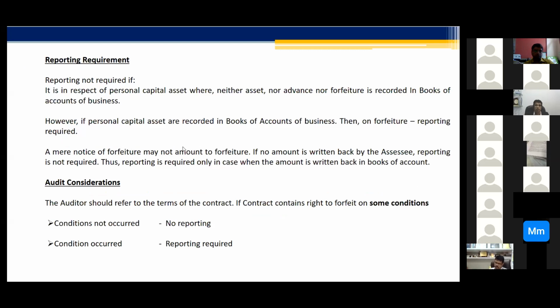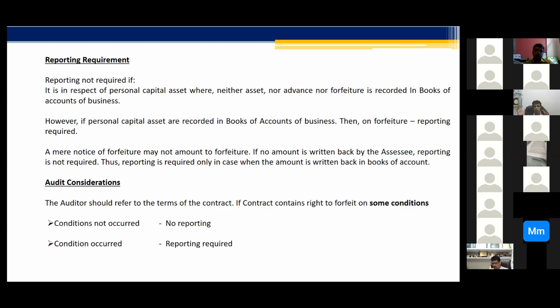Regarding the reporting requirement in respect of personal capital assets, where neither asset, advance nor forfeiture is recorded in the books: as I had initially discussed, if there are such capital assets against which I have received advances lying in personal books of accounts, not in my business books, am I obliged to report? How would I know? Because I am not auditing those books of accounts. I am not looking into the bank statements of the personal or savings account wherein such advances would have been received. And the assessee would not like to disclose it. Even if he has said it, all money would have been received, but he doesn't want to show income or pay tax. He carries it as advances.